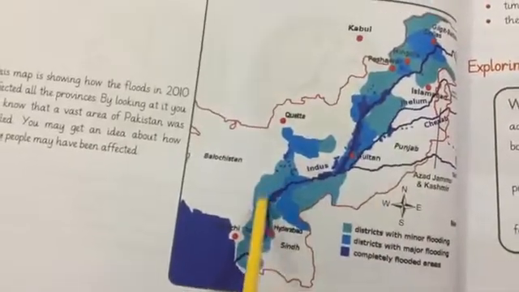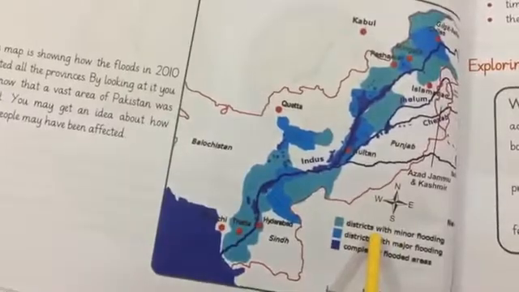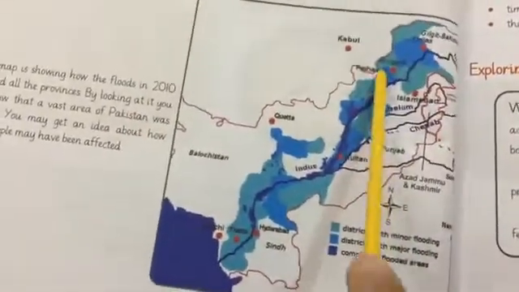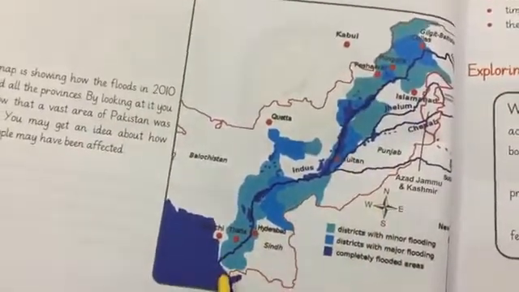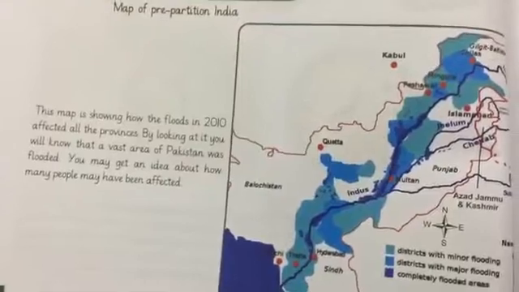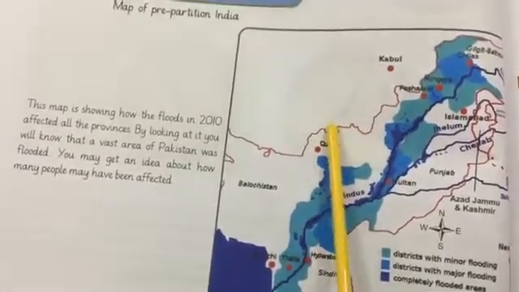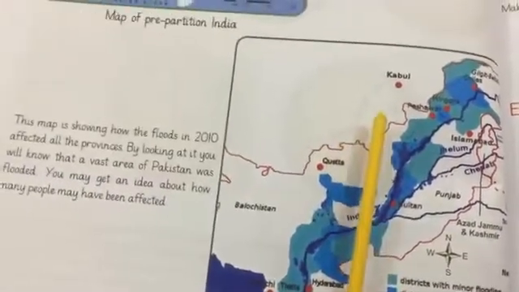And then this turquoise color tells us about the districts or regions where there was minor flooding. So this map tells us how the flood affected the different regions of Pakistan. So maps are very important because they give us a lot of information and we learn about a lot of things through maps as well.